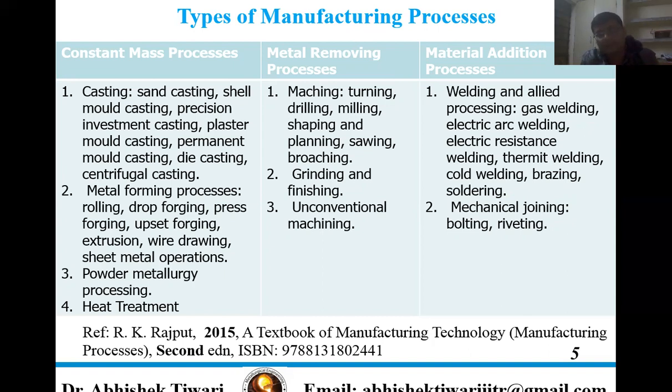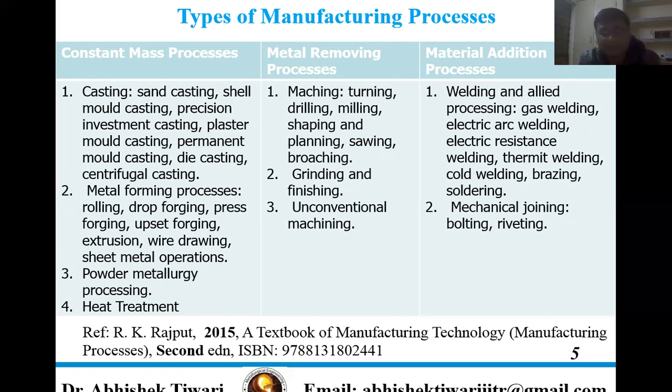And then in metal removing processes, as the term clearly defines, we are going to remove metal in this process. So, for example, if we machine any component, then we are going to lose some part of metal. For example, we do turning in lathe machines, so turning, drilling, milling, shaping, planing, sawing, broaching. In all these processes, we are going to lose some metal.